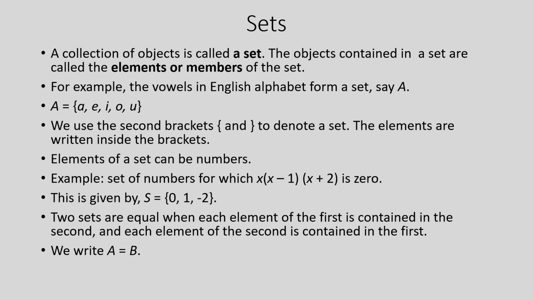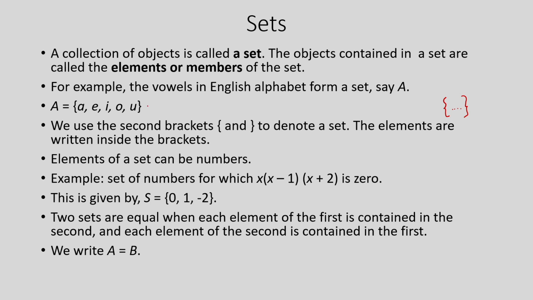The set is called capital A. We use the second brackets. You can see that we use the brackets, right, this. These brackets are called the second brackets, and within the brackets the elements of the set are listed. We use the second bracket to denote a set, and the elements are written inside the brackets.